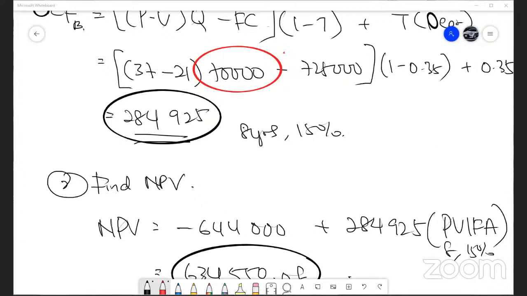Do again the whole OCF by changing the sales figure now, to find out what is the sensitivity, to see how much of changes will cause the changes on your NPV also. Okay, so what do you change here? Initially 70,000. So now you change your unit.